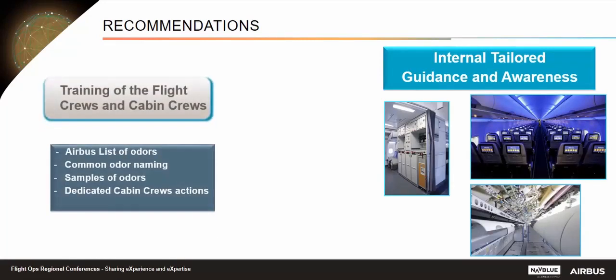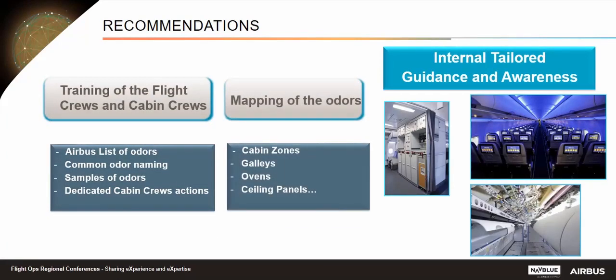This internal briefing can include, first, a training of the flight crew and the cabin crew. It is important that this training is common. It can be based on the Airbus list of odors, defining a common way to name the odors, having samples whenever possible to train on odor recognition, and based on that, to define dedicated cabin crew actions.